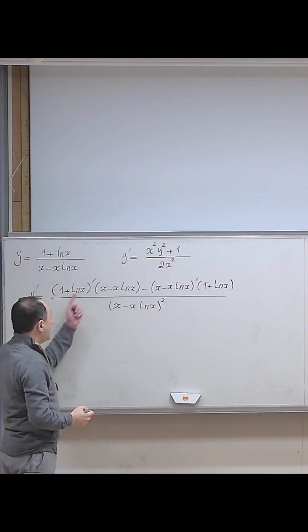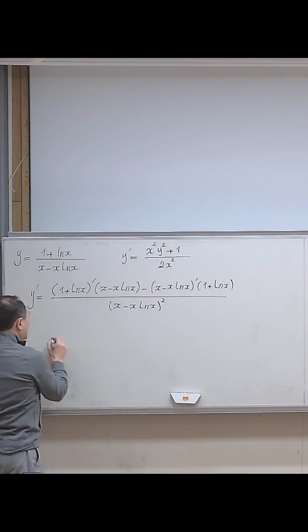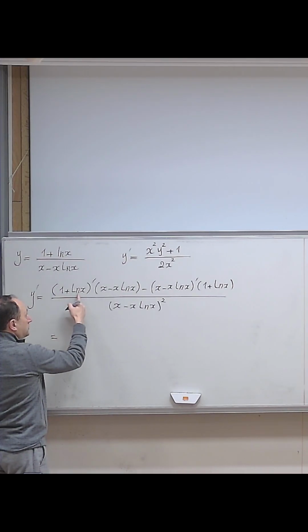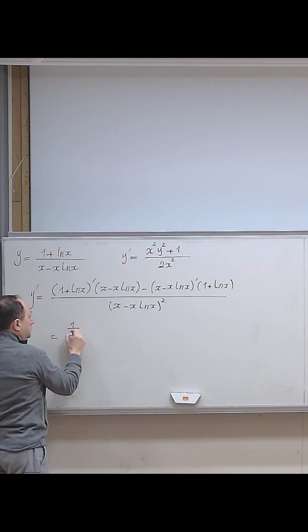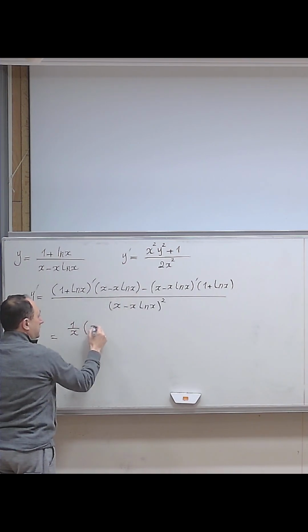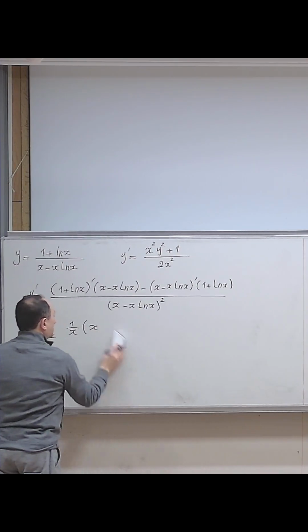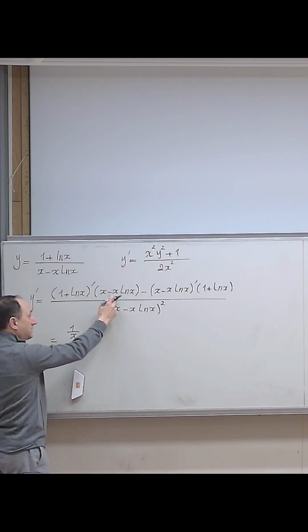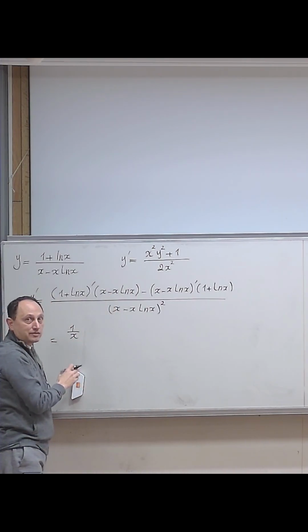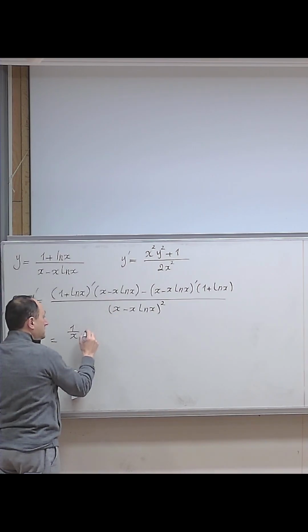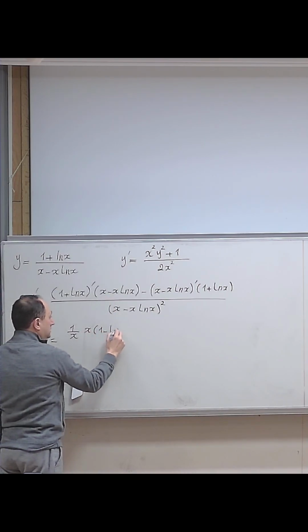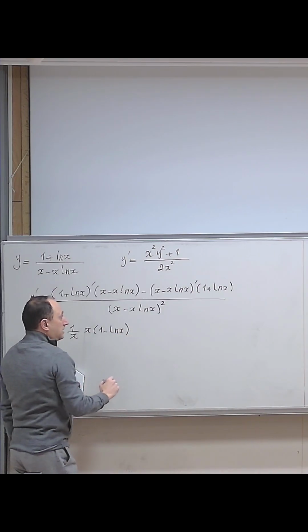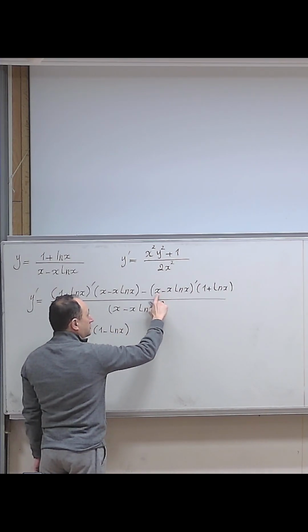Okay, now let us calculate the primes. So the derivative of 1 is 0, and the derivative of ln x is simply 1 over x, multiplied by this function itself. If you don't mind, let me factor 1 over x out, in anticipation that that x will cancel this x and make the algebra simpler. So I pull this out, okay, and then here I have to differentiate this, which is 1.